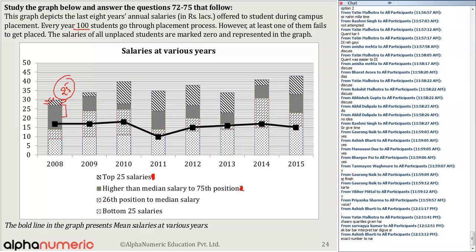In 2008, in 2010, in 2010 also there are a lot of people. These 25 people, their salary is definitely above 20 lakh, even if I'm talking about 2012. Maybe in 2012 all of these are getting this one. But again, we do not have the exact number. What is the exact number of students? We cannot identify. So that's why the answer will be option E.